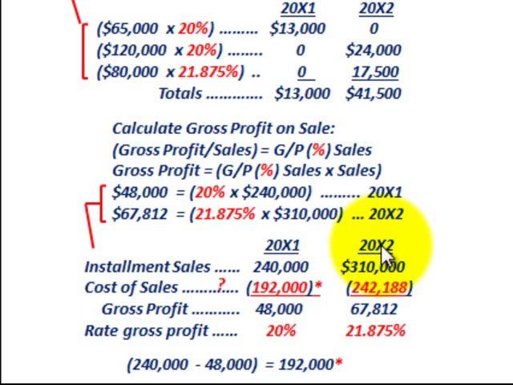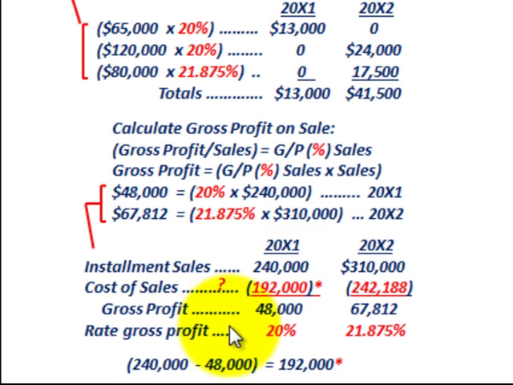And then the same thing for 20X2. We know what our installment sales were, $310,000. We know what our gross profit was, that's what we calculated up here, $67,812. So the difference is going to give us our cost of sales at $242,188. So what we're really doing here is, the gross profit really is the difference between the installment sales and our cost of sales. So we just had to work backwards to determine what our cost of sales were.